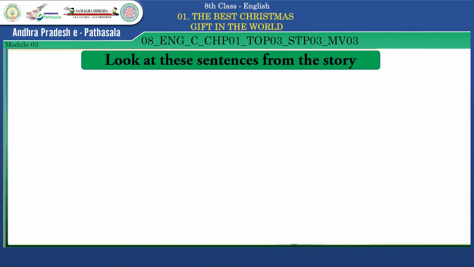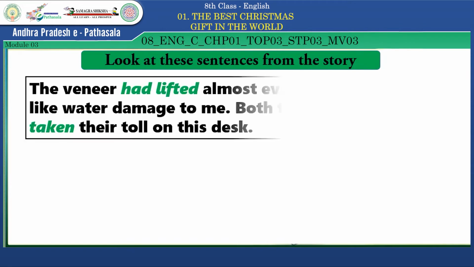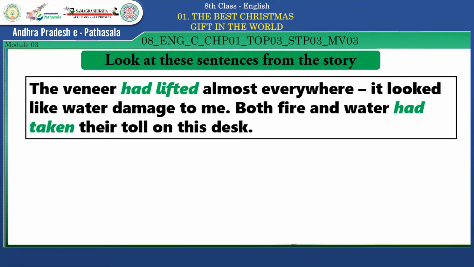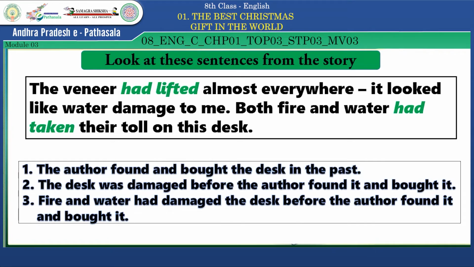Students, look at this sentence from the story. The veneer had lifted almost everywhere. It looked like water damage to me. Both fire and water had taken their toll on this desk. Students, notice the verb forms present in this passage. So what are the verb forms? Had lifted and had taken.